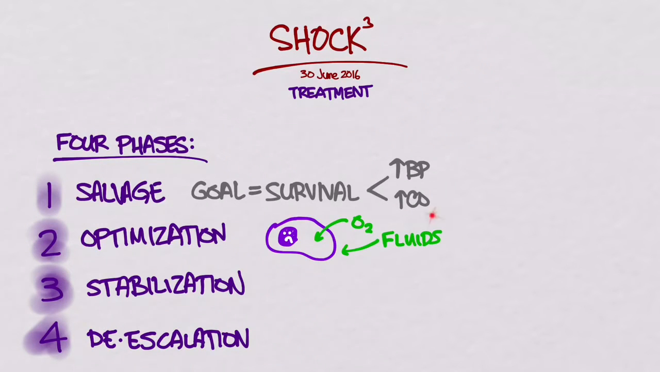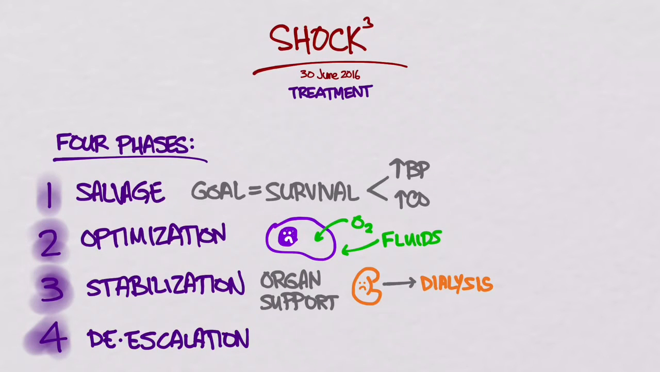So once we've optimized these two things, then we move on to the stabilization phase, where we're just trying to prevent organ dysfunction by organ support. It's not really oxygen delivery so much, but more organ support. So if the kidney's not working very well, then you can put the patient on dialysis until it starts working better. And then finally, what you need to do is de-escalation, and that's when you wean the patient from all support and get them to doing stuff on their own again.